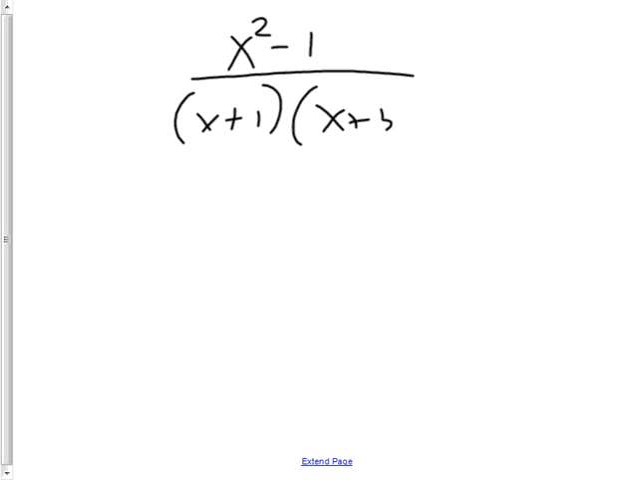Okay, first up, let's do a review of this kind of problem. x squared minus 1 over x plus 1, x plus 5. And that's a function. And Bob can tell us things like y equals whatever, because Bob can tell you y.